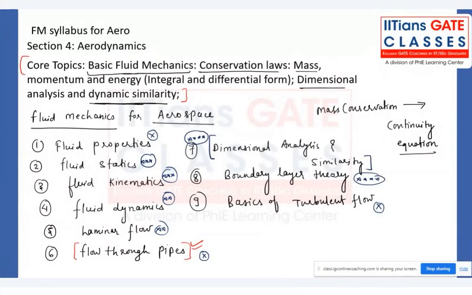Then we have the laminar flow, right? Flow through pipes was asked only once, in 2014, for aerospace. Fluid dynamics, again Bernoulli's theorem. Definitely that is very, very useful, and we will be covering it. Fluid kinematics: what is a streamline, what is a streak line, what is a path line? These are the topics we are going to cover.